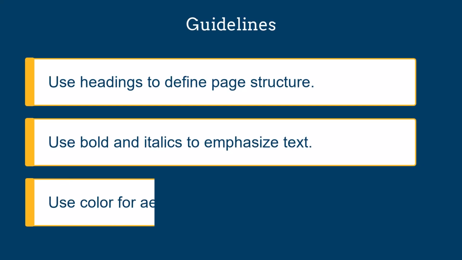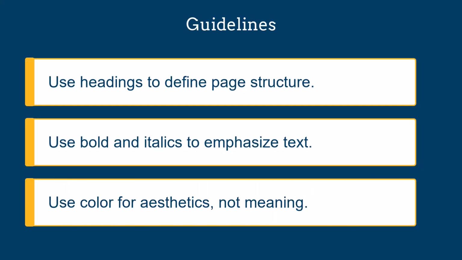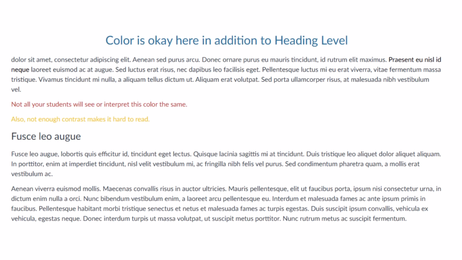Finally, you only want to use color for aesthetics and not meaning. Color cannot convey meaning because not everyone sees color the same way. It should also not be used to prompt students to action. When you do use color, be sure to use enough contrast between the color and the background to enhance readability.